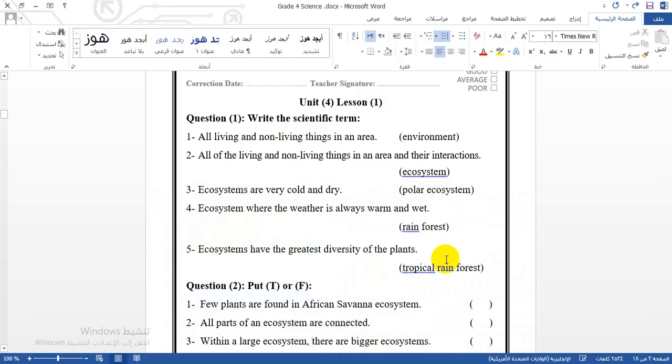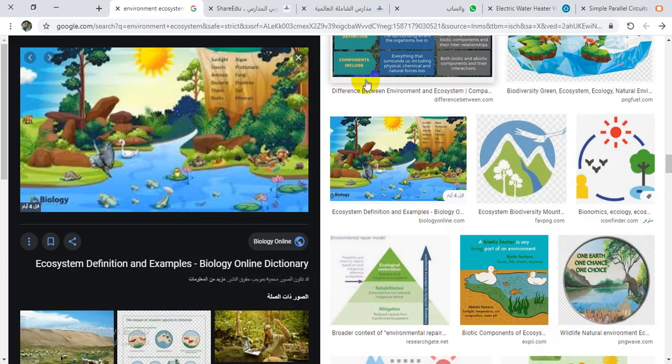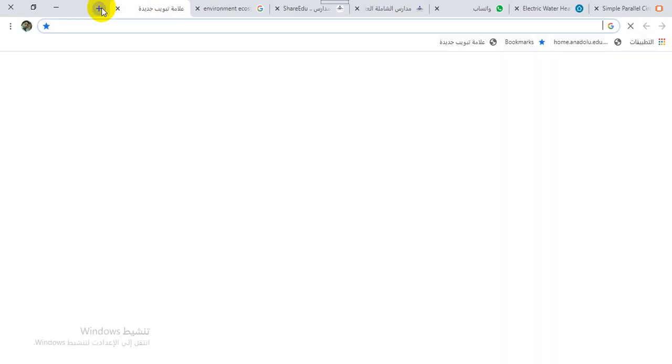Okay, let's go now to solve question number 2. Question number 2, put true or false. Few plants are found in Africa's savanna ecosystems. Do you think that it's correct, guys, about the savanna ecosystem? If you don't understand what savanna ecosystem means, I have to show it. I show you here what savanna ecosystem means.